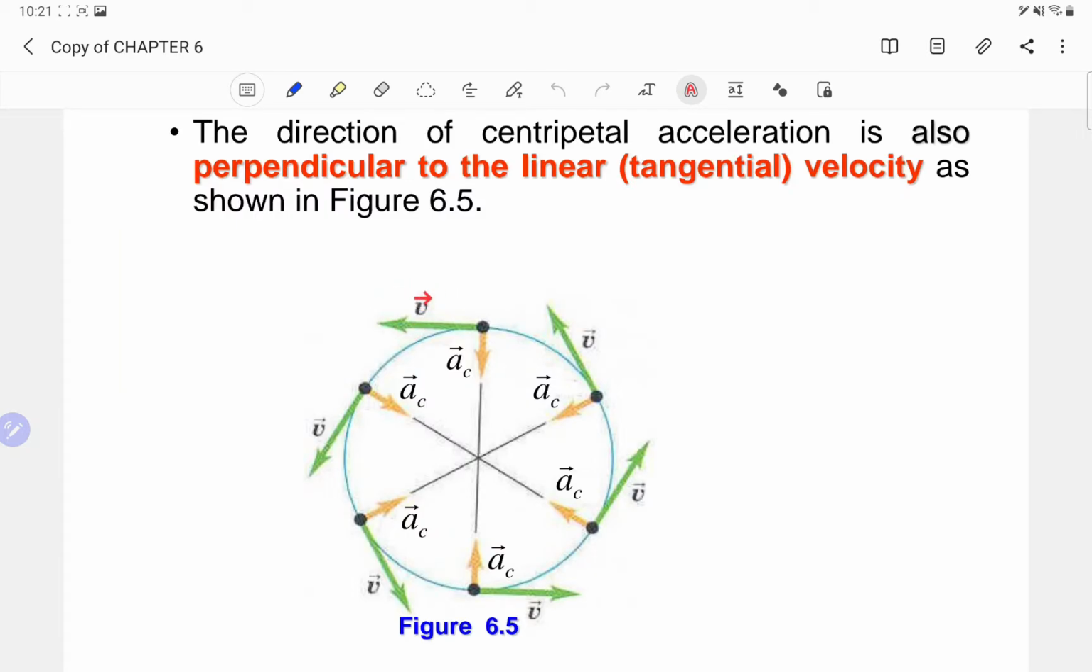So last time we already looked at linear tangential velocity, where it is the tangent for the circle. So this is the v moving in a straight line. And then ac is moving towards the center of the circle, and they have 90 degrees between each other. So the direction of centripetal acceleration is also perpendicular to the linear tangential velocity.